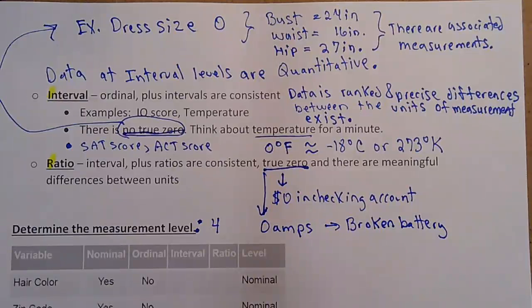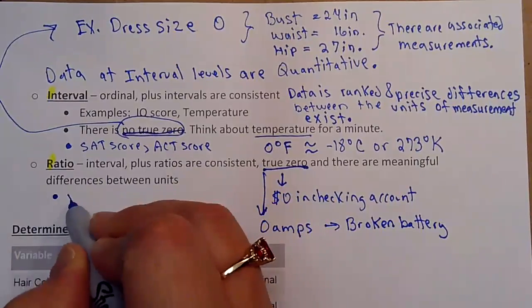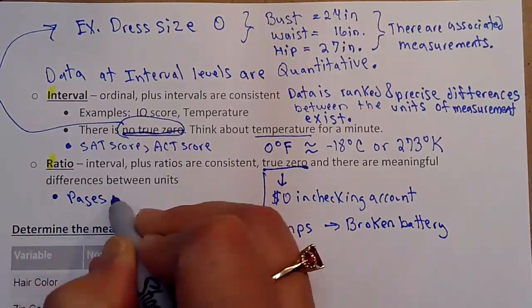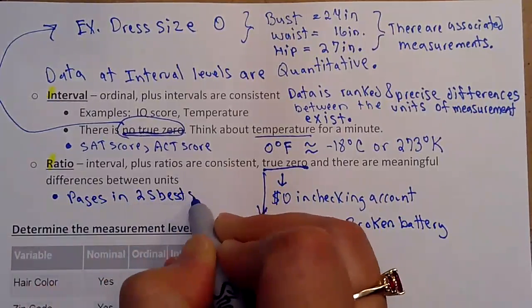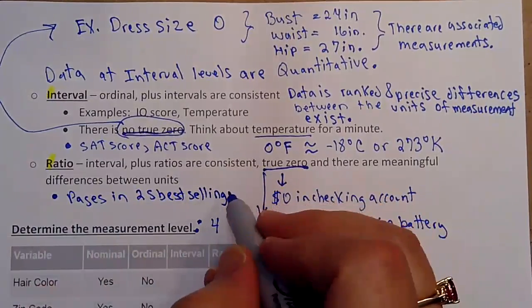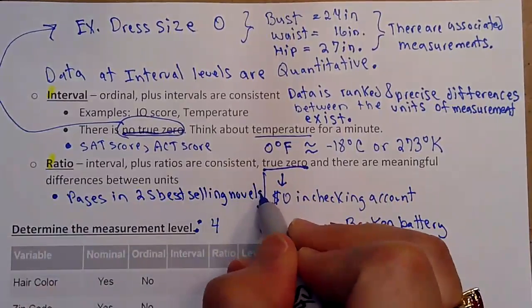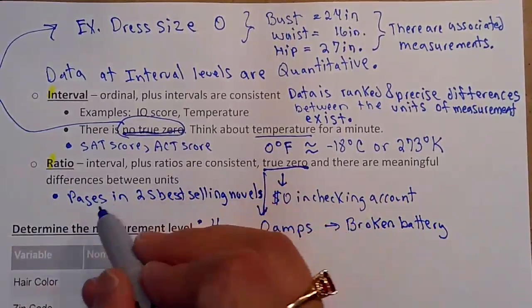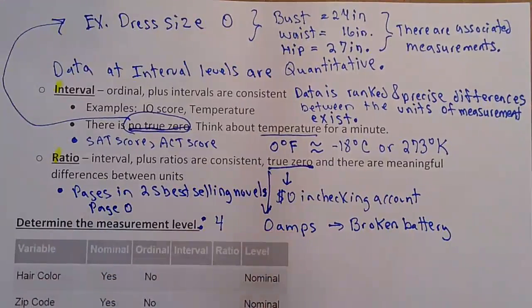I also have an example of ratio, consistent. I have a note here to put an example also of pages in 25 best-selling novels. I think this is from your ebook. So pages in 25 best-selling novels. So like page 0. So they had a reference for some reason.